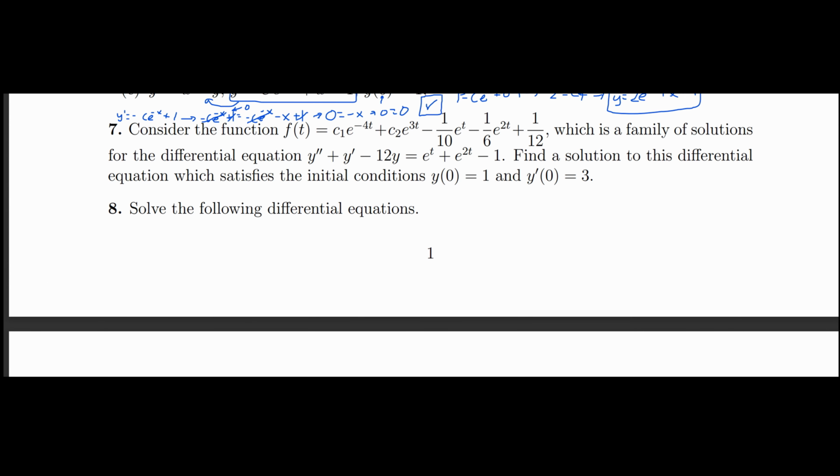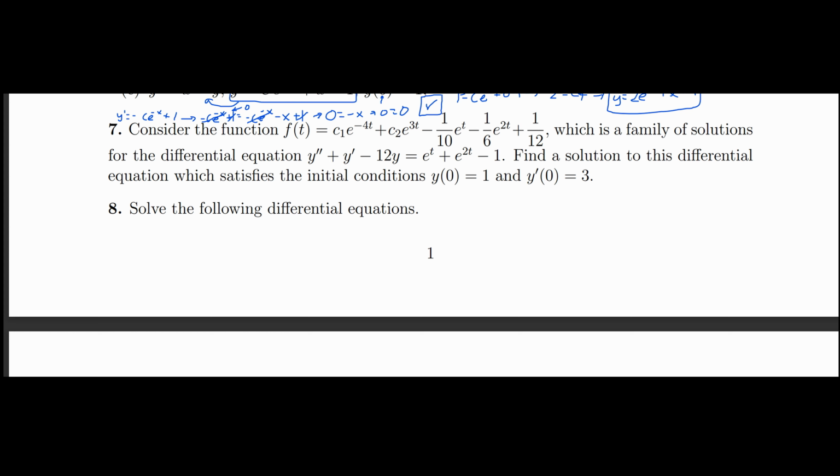For number 7, we're asked to consider the function f of t is equal to c1 e raised to the negative 4t plus c2 e raised to the 3t minus 1/10 e to the t minus 1/6 e to the 2t plus 1/12, which is a family of solutions for the differential equation y double prime plus y prime minus 12y equal e to the t plus e to the 2t minus 1.